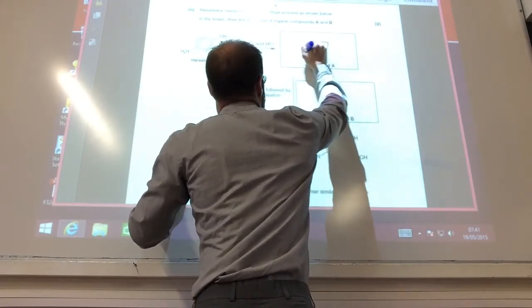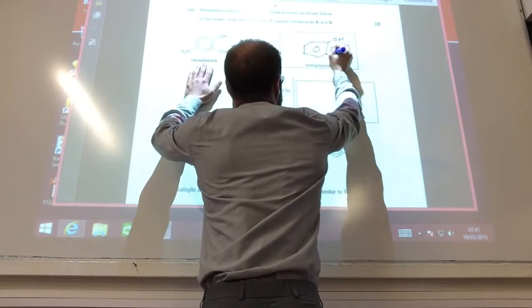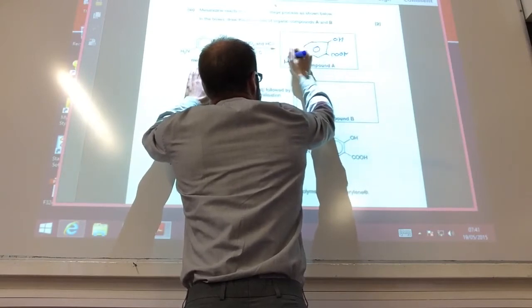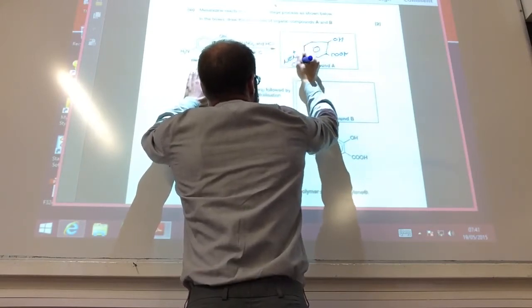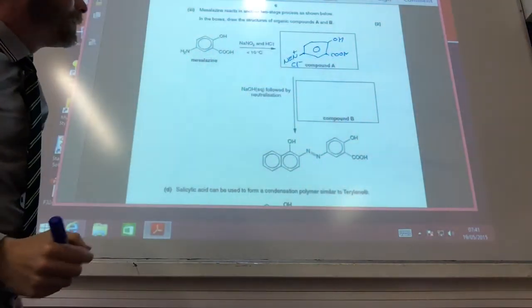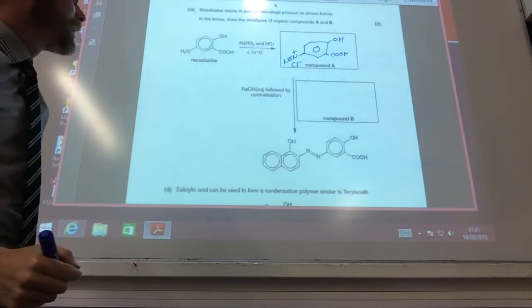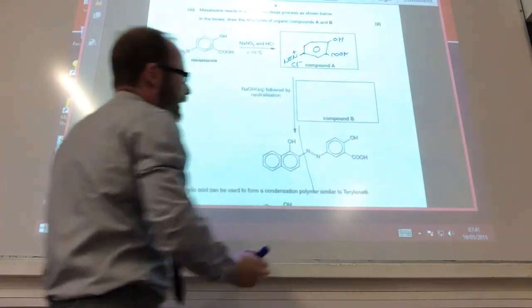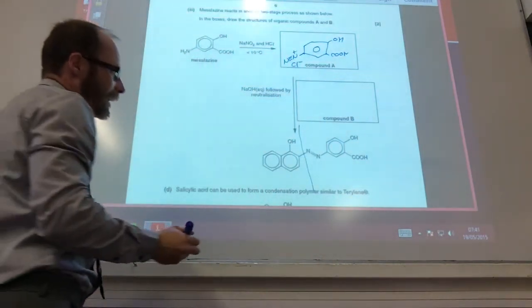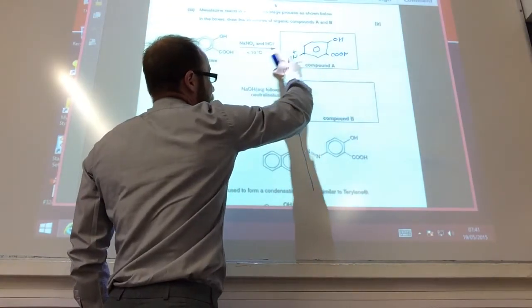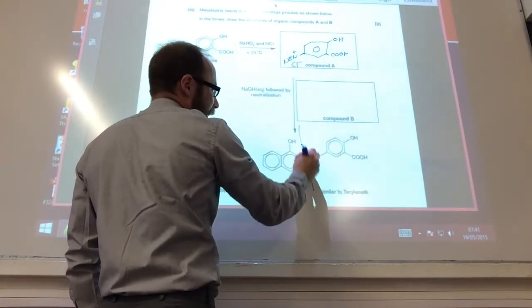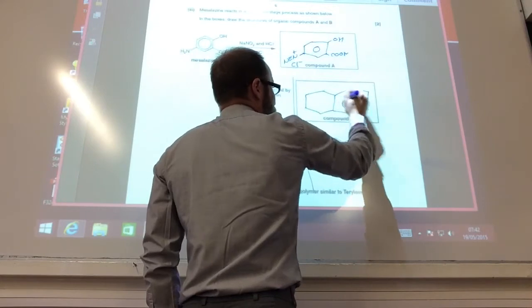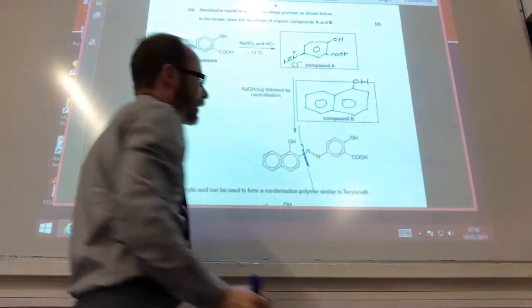So obviously, it's going to be on that nitrogen there, so form N triple bond N. The plus charge goes on that nitrogen there, the one attached to the benzene ring, and you also get Cl minus. Okay, hopefully sodium hydroxide following neutralization is a key thing to couple this to a phenol. Hopefully you can see that this guy is the same as this bit here. So it's that bond I created. So compound B is going to be that guy there.